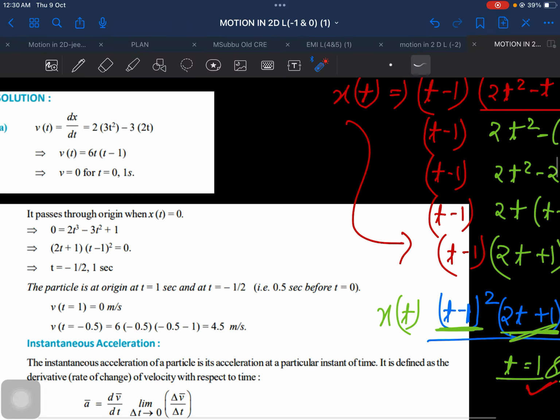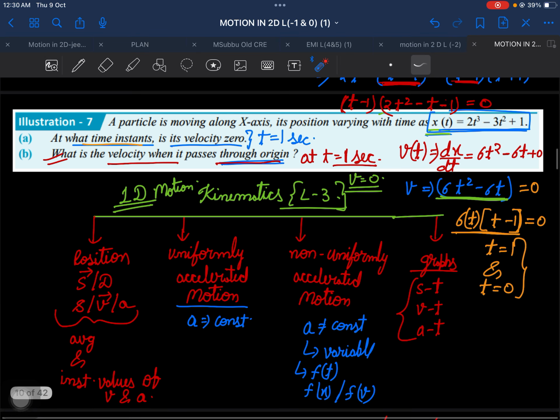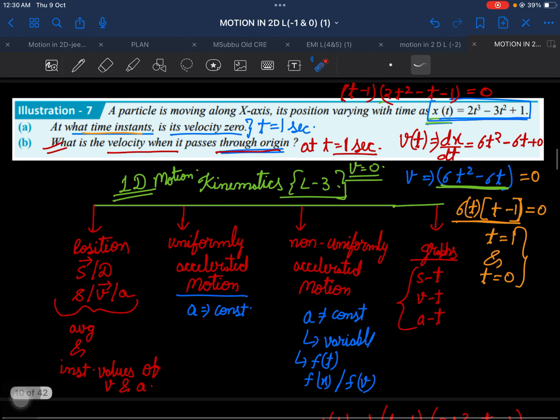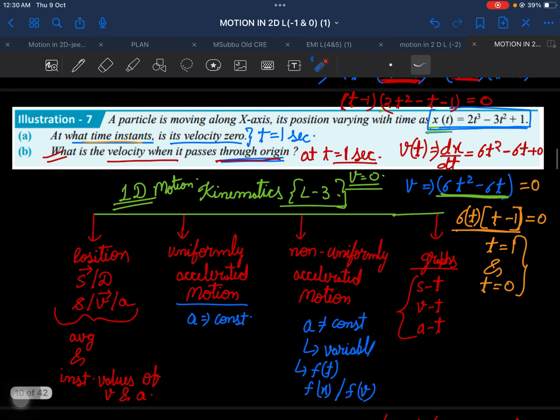Okay, so this is the question. I hope this is very much clear to all of you. Okay, clear. So this is a very good question, we can say. You can make a star here. All right, but the basic thing that has been used in this question is what? Simple mathematics, right? In the first part it has been asked at what time instant its velocity is 0. So first you have to find the velocity in this case, right? And then in the second part it has been asked what is the velocity when it passes through origin. So for that you have to make xt equal to 0.